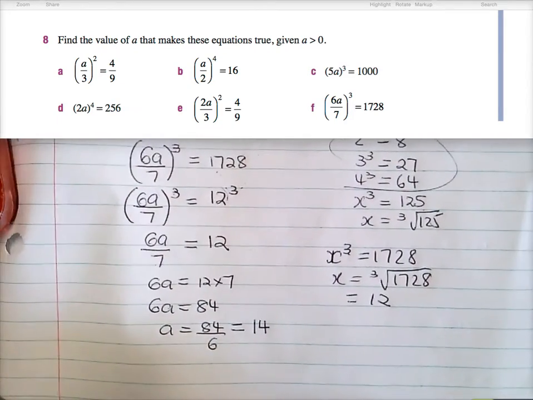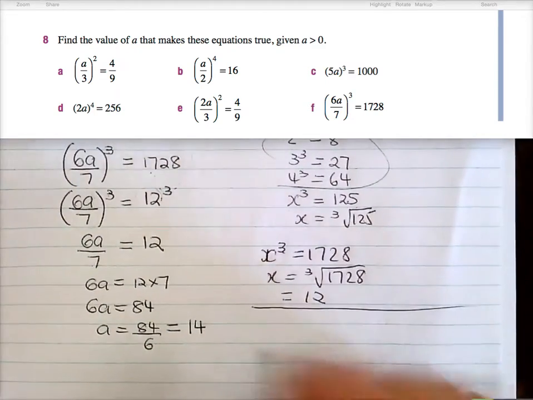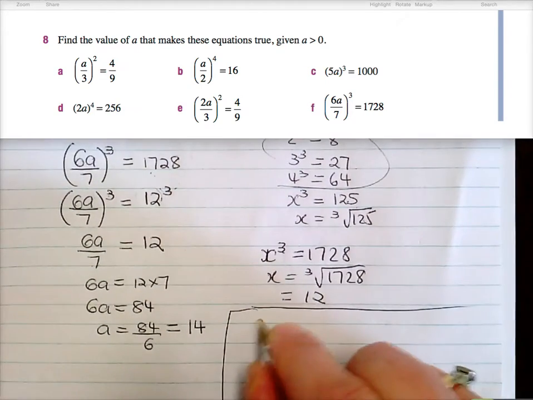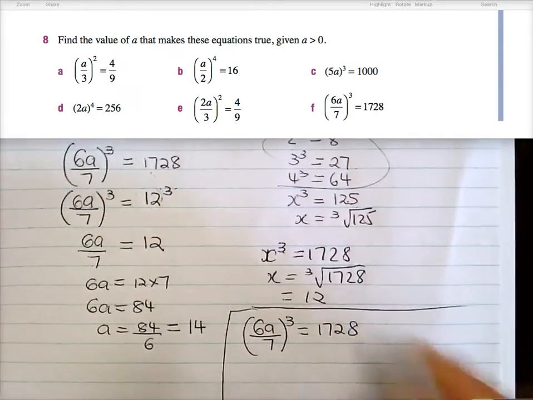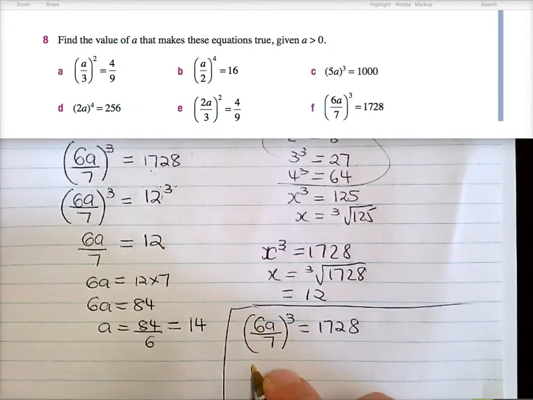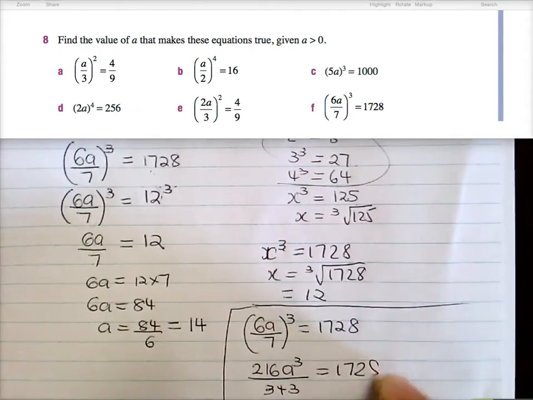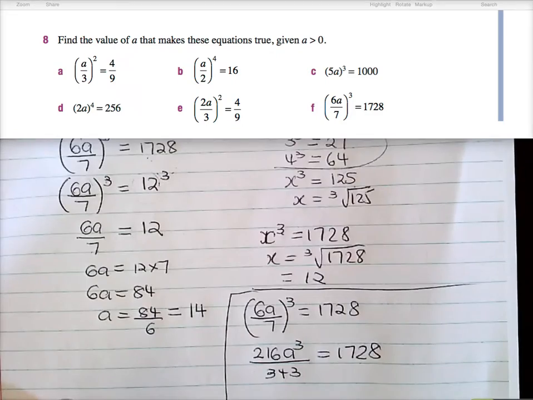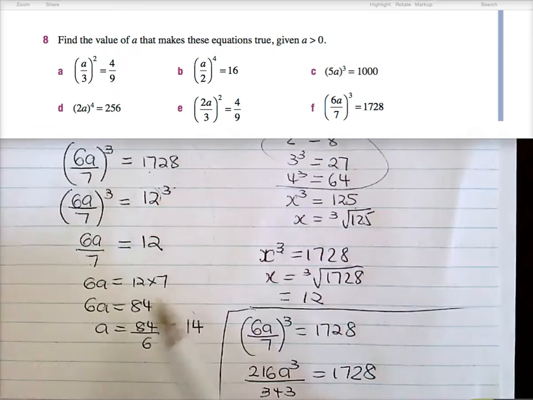There is another way. See, girls, I think they want you to do it that way. The other way would be to actually solve it. 6a over 7 cubed is 1728. Did anyone cube everything here? 6 cubed is 216, isn't it? A cubed is a cubed. 7 cubed is 343, but it's a bit messier. See how the numbers aren't very nice? So girls, they do prefer that you do it like this, what I've just done.